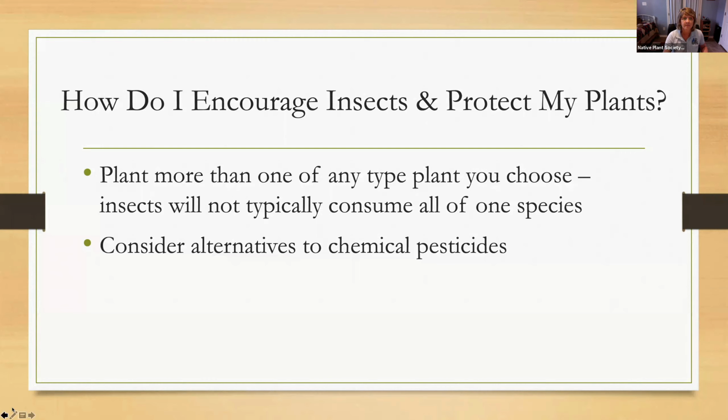Well, and this comes up more than once. Plant more than one. There is safety in numbers, typically. So when you choose a plant, it's best not to just bring home one, because it may get consumed. But if you have several, yes, the insects are going to nibble on it, but they typically won't consume all of any one plant or all of your species that's out there. They'll nibble a little here and a little there, and it's not typically as bad as you think it might be. And I'd like you to think about alternatives to using pesticides.